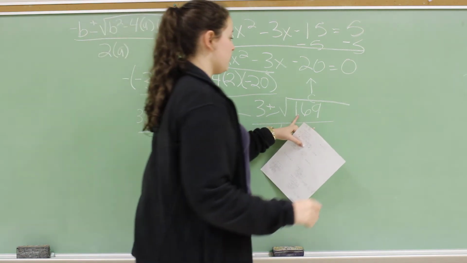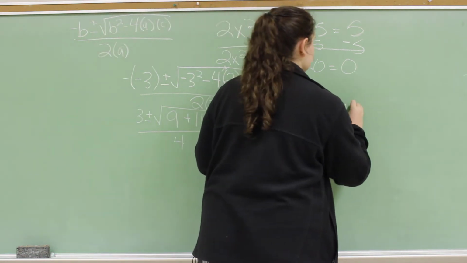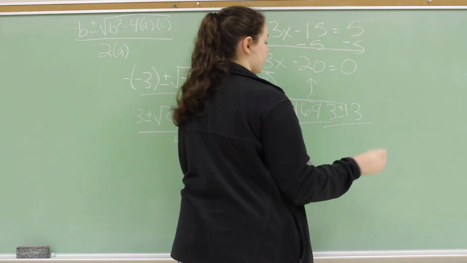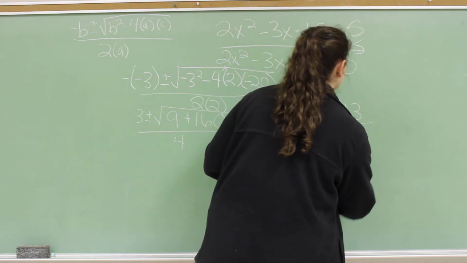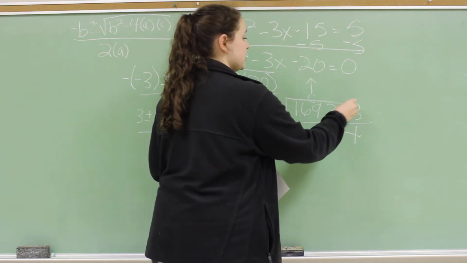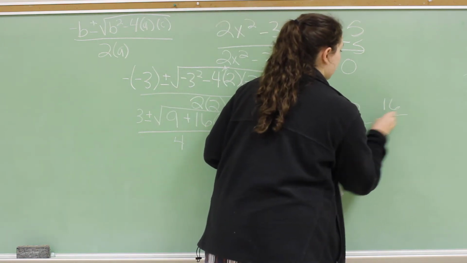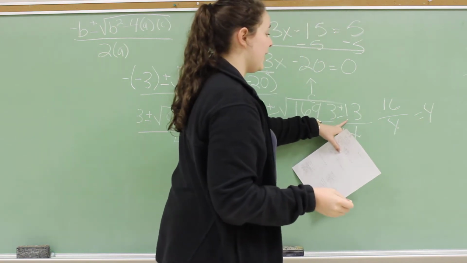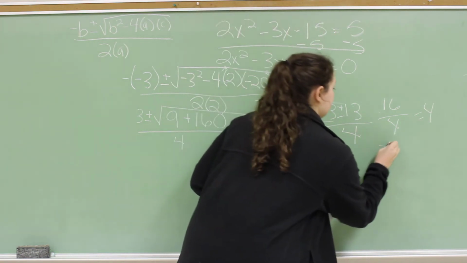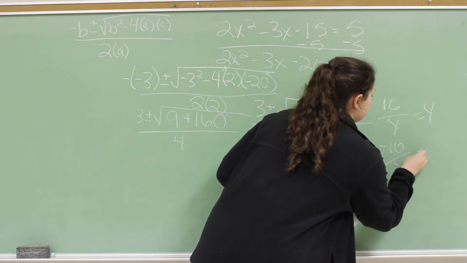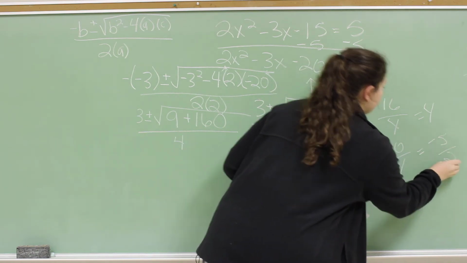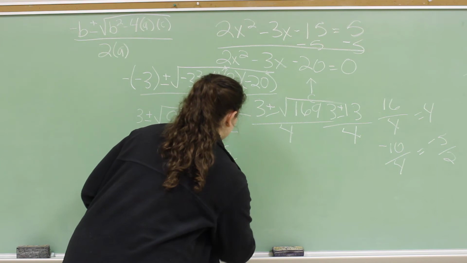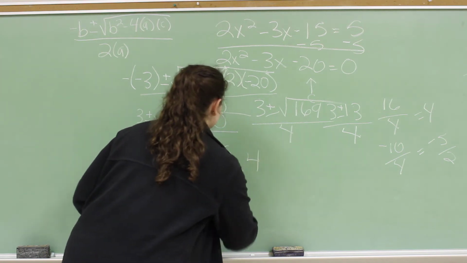So, the square root of 169 is 13. So you're going to have 3 plus or minus 13 all over 4. So to solve it, 3 plus 13 equals 16 over 4, which is equal to 4. And then 3 minus 13 is negative 10 over 4, which is equal to negative 5 over 2. So your answer is negative 5 over 2, comma 4. And these are your two answers.